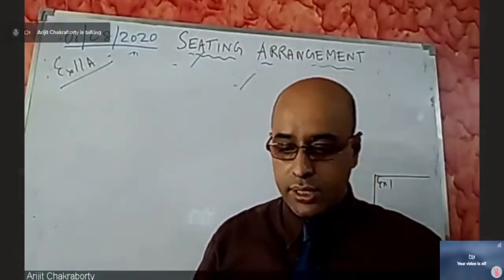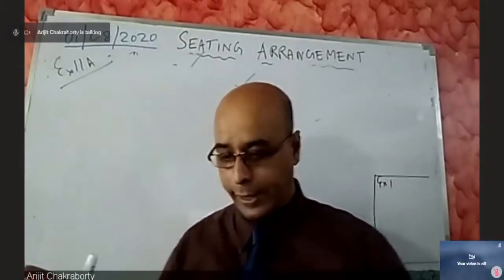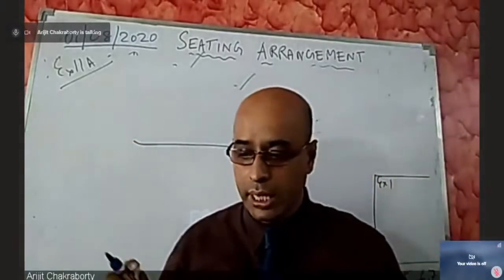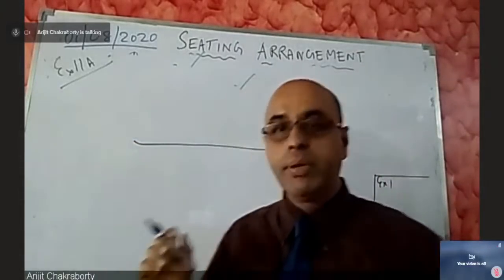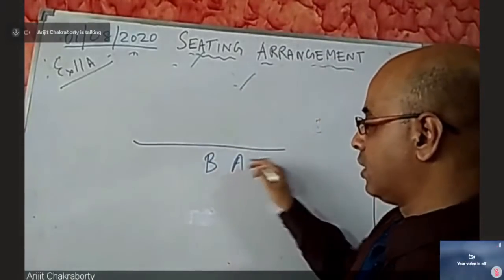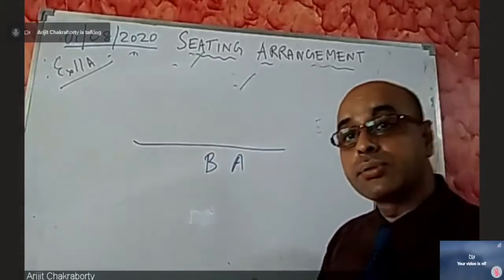So 5 boys A, B, C, D and E are sitting in a row. Okay, so they are sitting in a row. 5 boys. A is to the right of B. So if B is here, A is here, right of B. E is to the left of B.